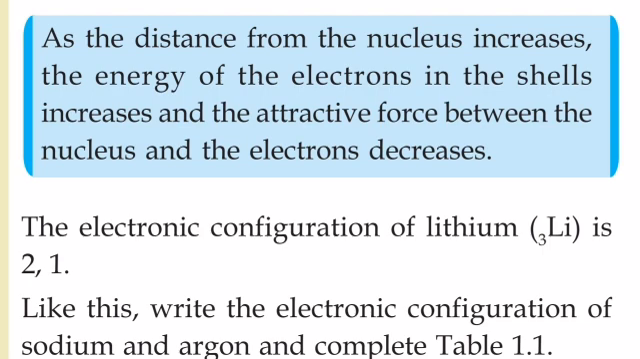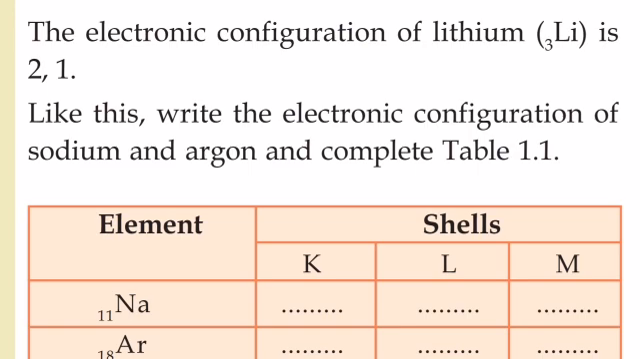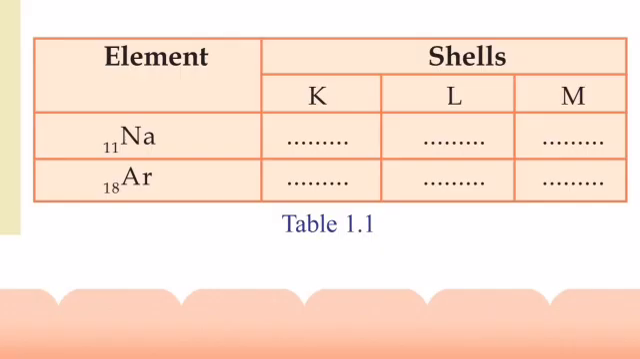The electronic configuration of lithium is 2, 1 because its atomic number is 3. Like this, write the electronic configuration of sodium and argon and complete in the given table below. Here in this table you can see that 2 elements, sodium and argon, are given. Their atomic numbers 11 and 18 are given. 3 shells are given: K, L and M. In sodium, K shell has 2 electrons, L 8 and M 1. And for argon, K shell has 2, L 8 and M also 8.